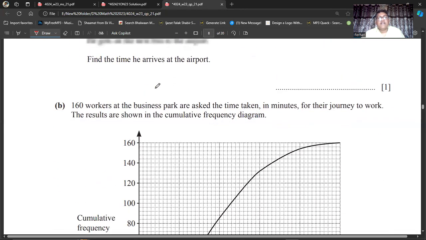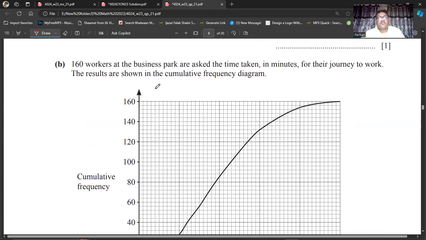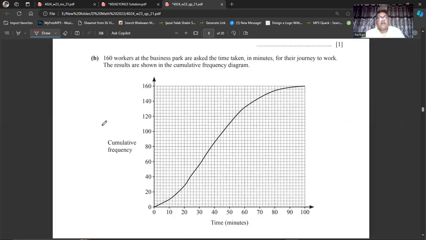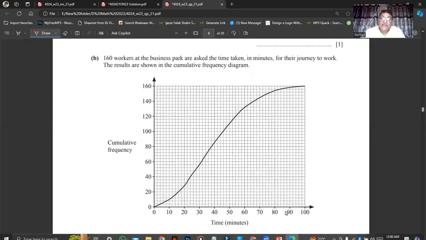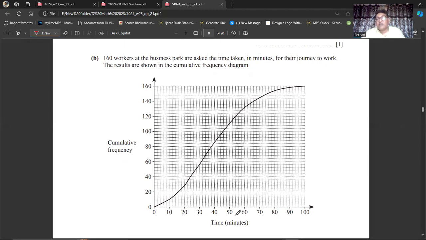Then we have question number 5, B part. It says 160 workers at the business park are asked the time taken in minutes for their journey to work. The results are shown in the cumulative frequency diagram. So here, a cumulative frequency diagram has been shown. Here you see the time of travel is represented in minutes, and on the y-axis, the cumulative frequency is given. So there are basically 160 workers. So this is cumulative frequency.